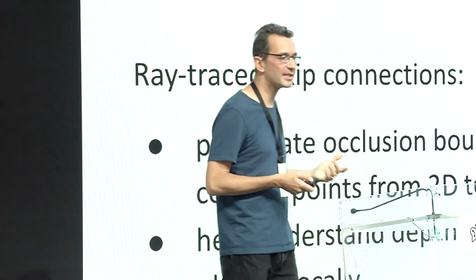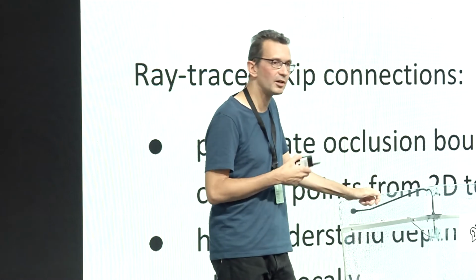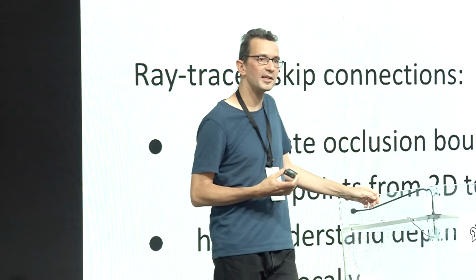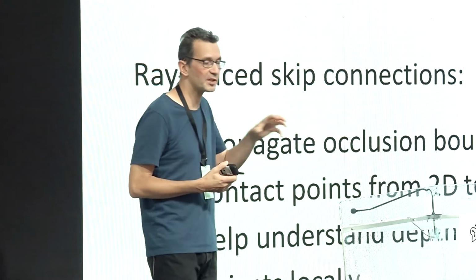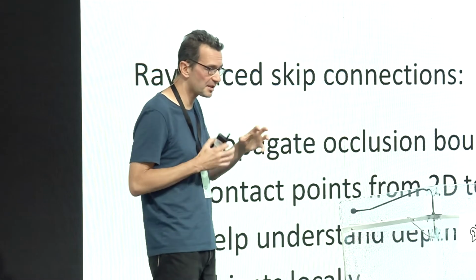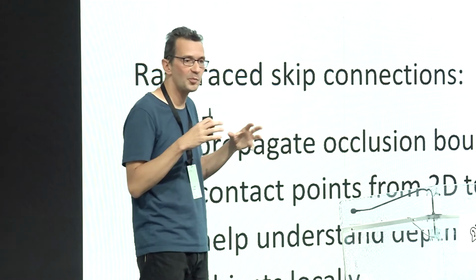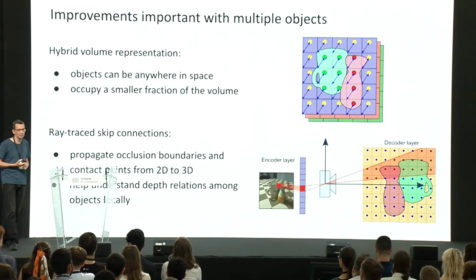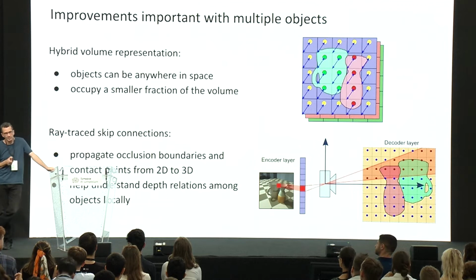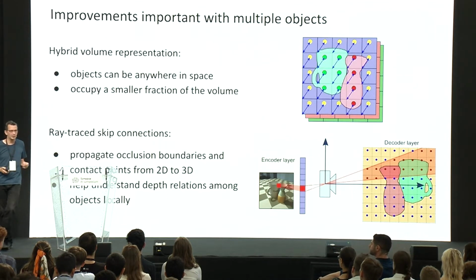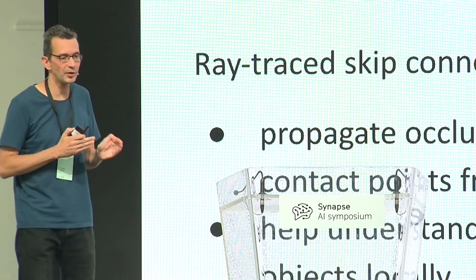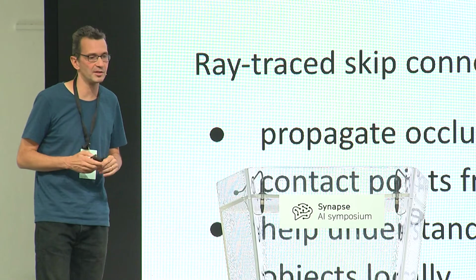And these elements I told you are useful in general, but when you have multiple objects, translation equivariance becomes really important because the objects can be anywhere in space, so you want the signal to follow. And because they occupy a small fraction of the scene volume, you need the resolution. And the ray trace skip connection, in the paper we validate this a lot. They are especially helpful when objects are occluding each other because they propagate occlusion points and help you understand the depth relations.